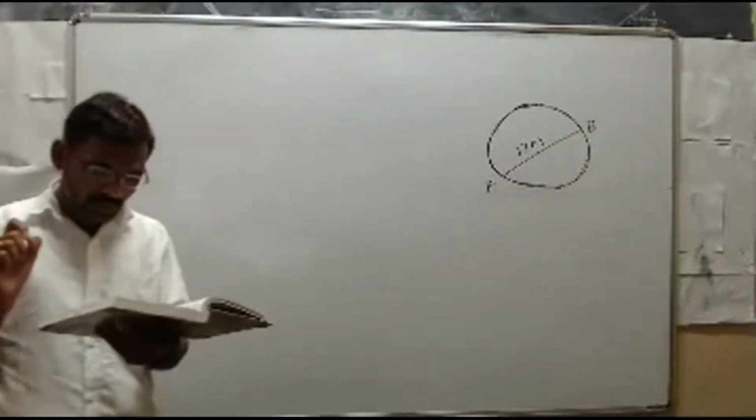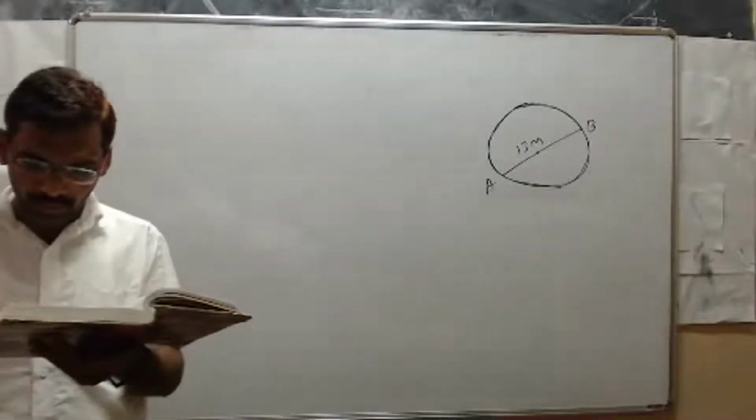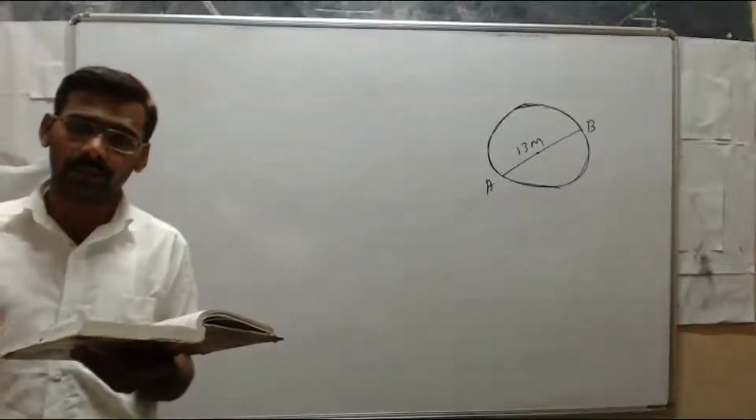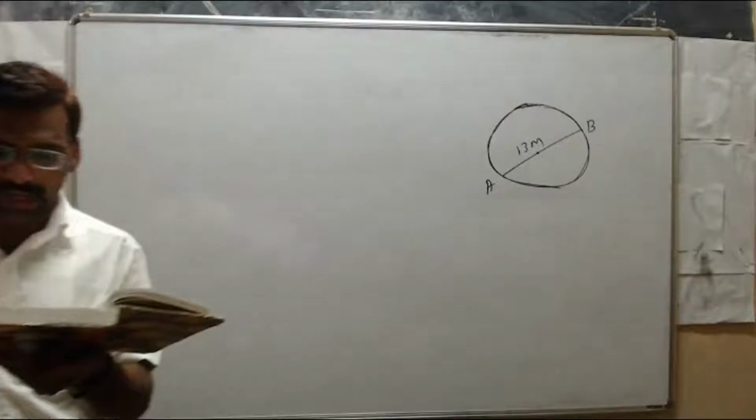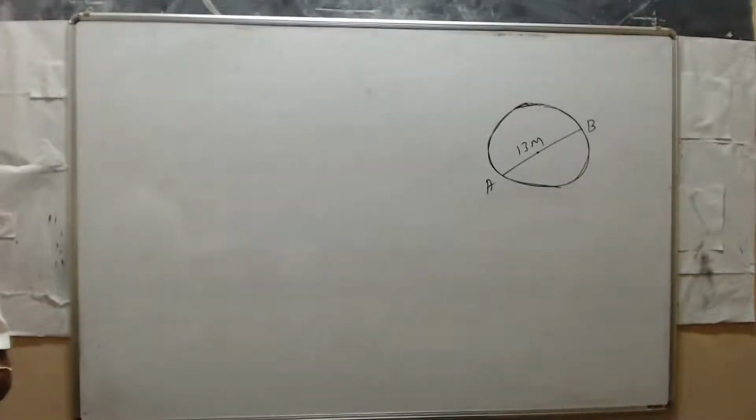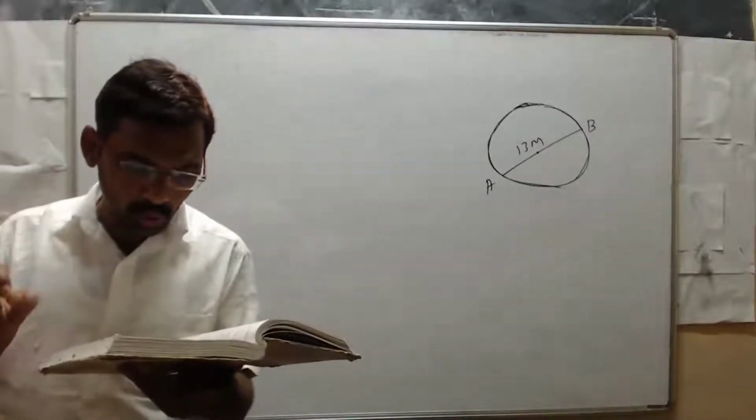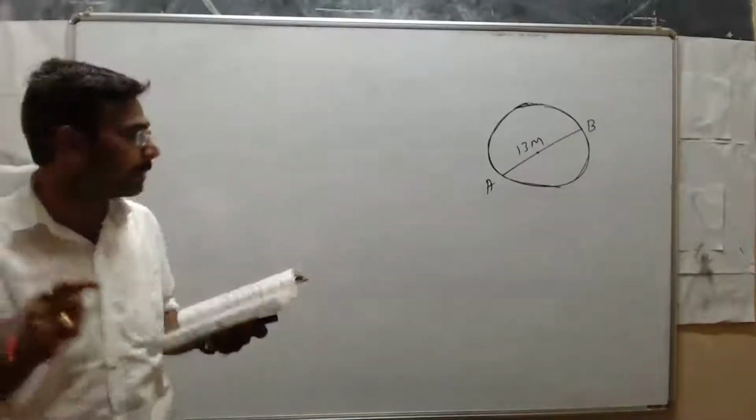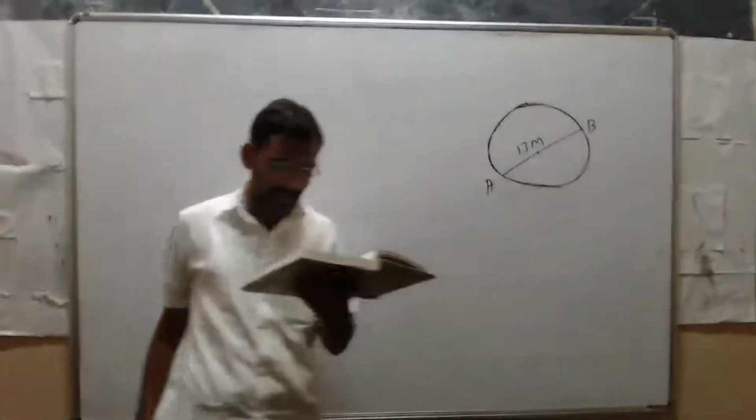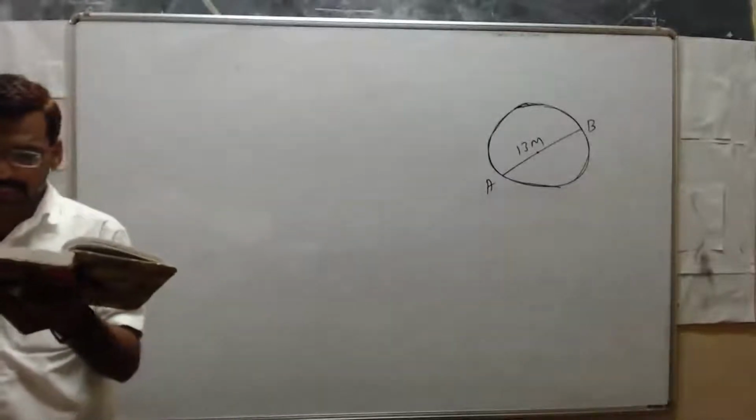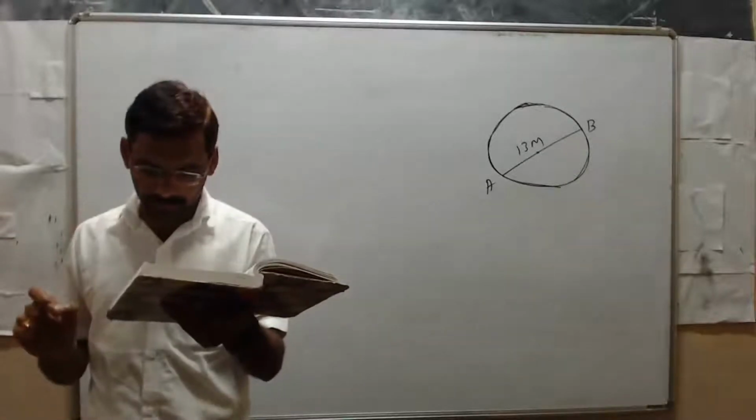A pole has to be erected at a point on the boundary of a circular park of diameter 13 meters, in such a way that the difference of its distances from two diametrically opposite fixed gates A and B on the boundary is 7 meters. Is it possible to do so?